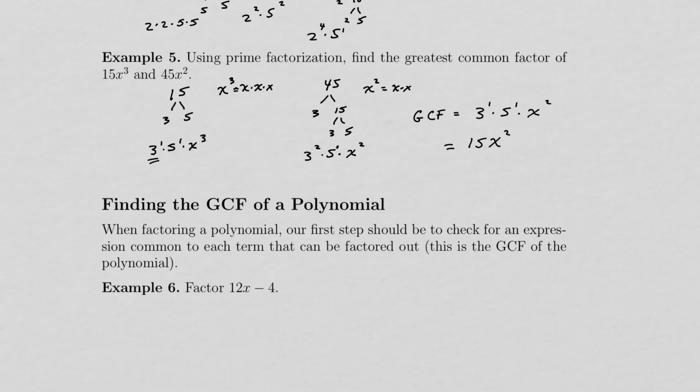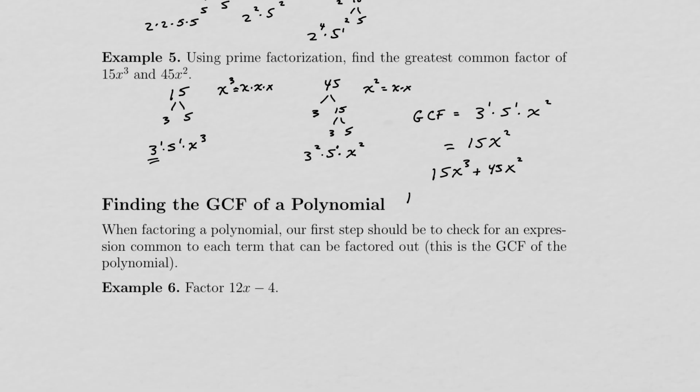Okay? Why do we need that? Because later, I'll do an example of what we'll see in the future. Let's say you have an expression, 15x cubed plus 45x squared, and you want to factor that expression. Then the first thing you should look for is the greatest common factor of that expression that you can take out from both terms. And we just found it's 15x squared.